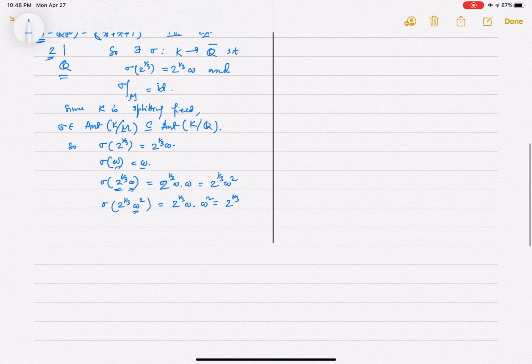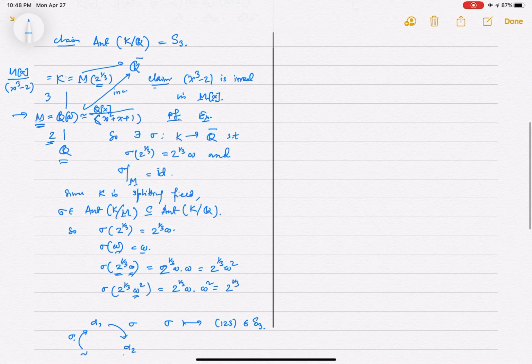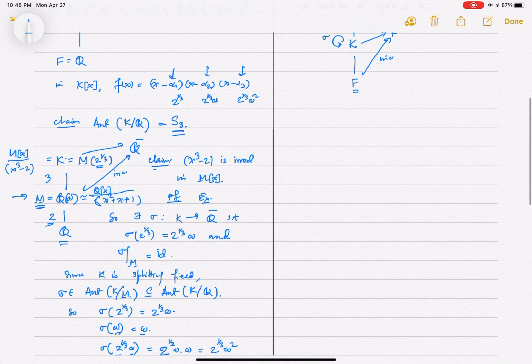So you have these three roots, alpha 1, alpha 2, alpha 3. Sigma takes alpha 1 to alpha 2, alpha 2 to alpha 3, alpha 3 to alpha 1. So we have constructed such an automorphism. So this sigma would correspond to the permutation (1 2 3). And similarly, you can construct an automorphism that corresponds to (1 2) by looking at some other extension. And that would actually show that this automorphism group is S3.